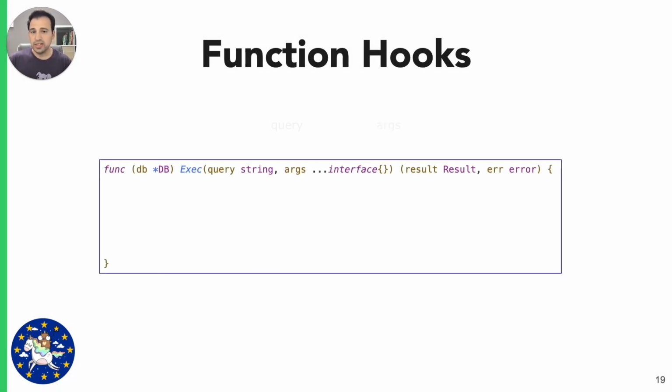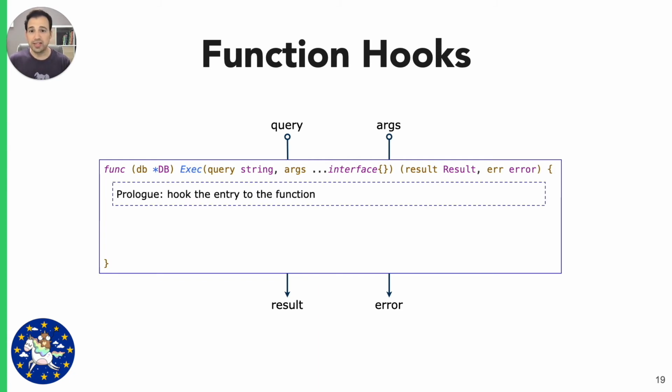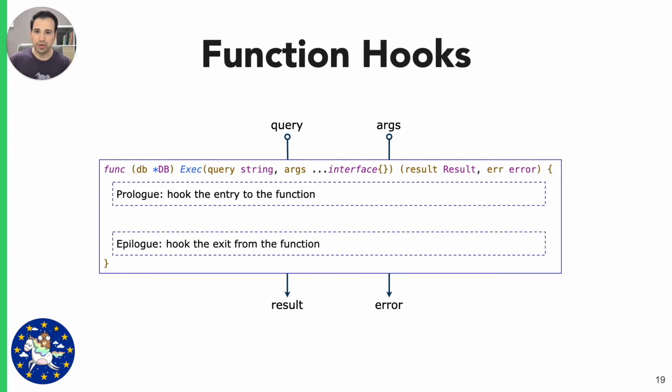And for example, this is the interface of the SQL execution method in the standard library. The hooking model we will define here will allow us to monitor the entry to the function thanks to the prolog hook and the exit from the function thanks to the epilog hook. So let's implement it together step by step now. And just please note that the following code snippets are not thread safe for the sake of readability.